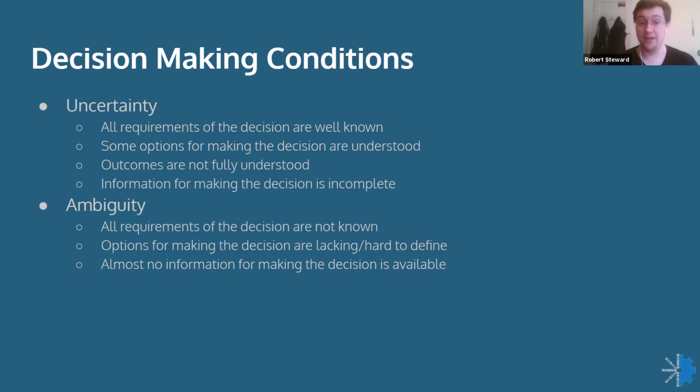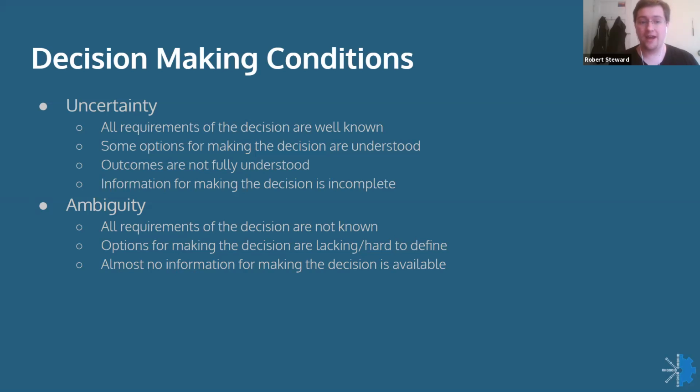And then an ambiguous condition is you really do not know any of the requirements for the decision. Options for making them are lacking or hard to find, and you have next to no information for making the decision. Now, obviously, those are difficult conditions to work in, and on the other slide, those certain and sort of risky conditions are always more ideal.